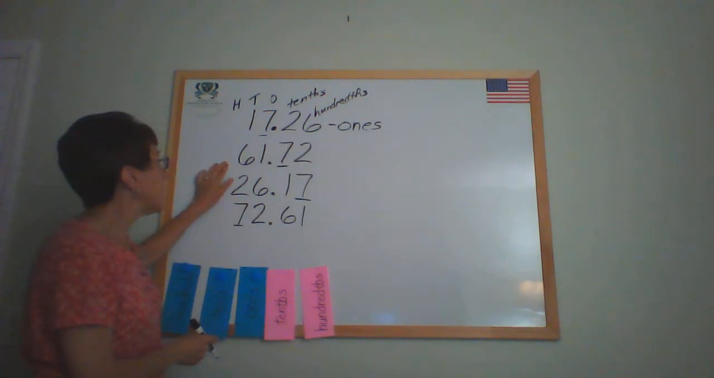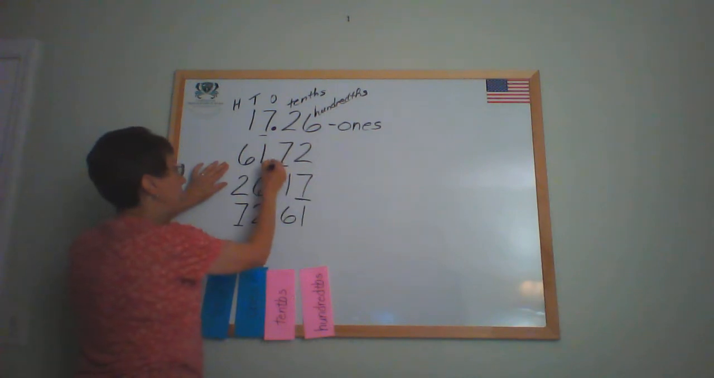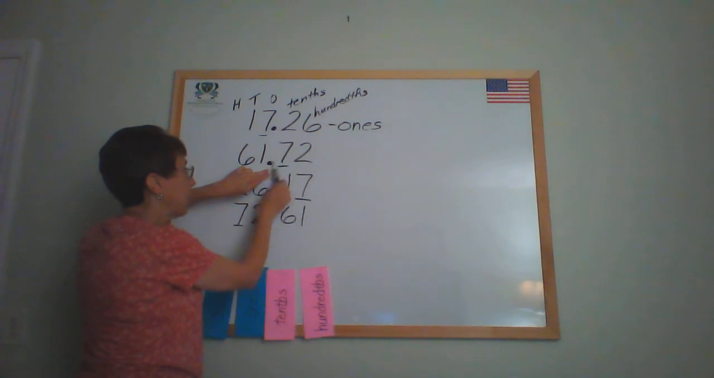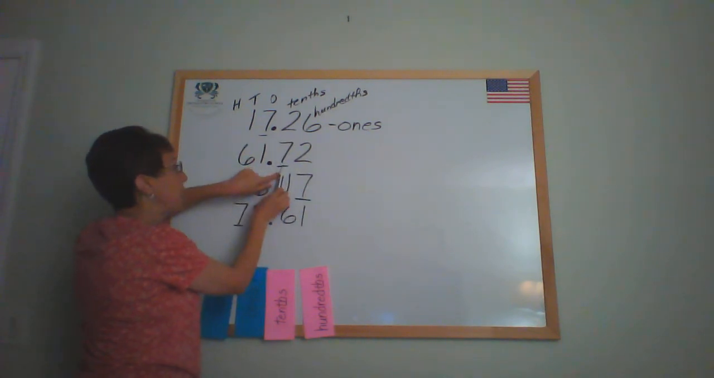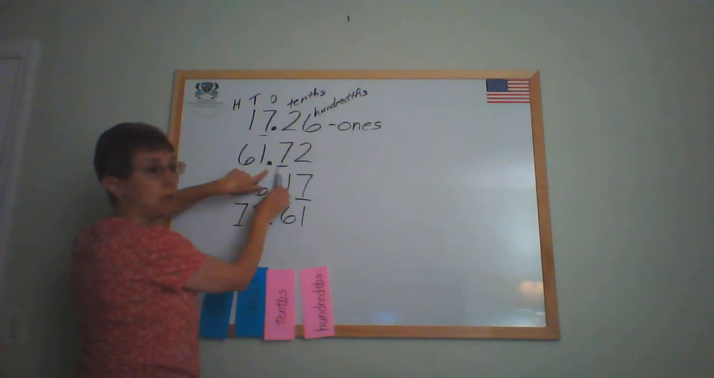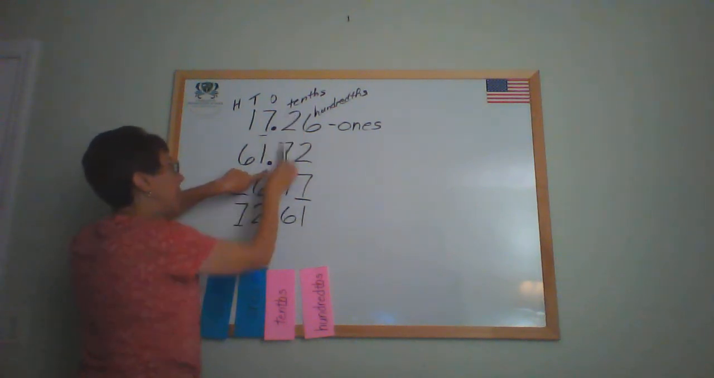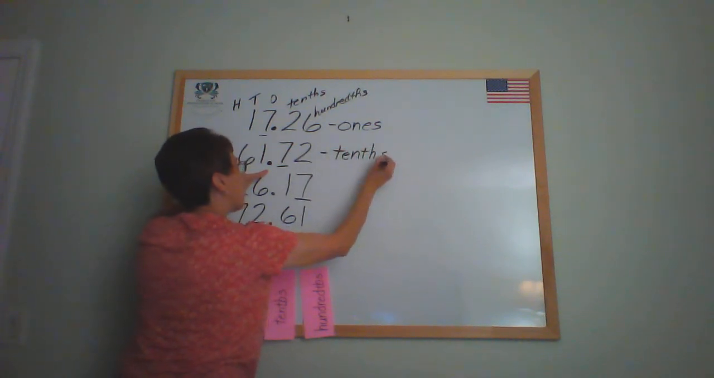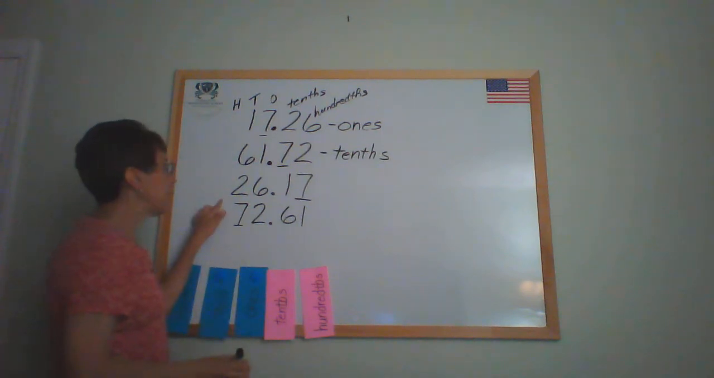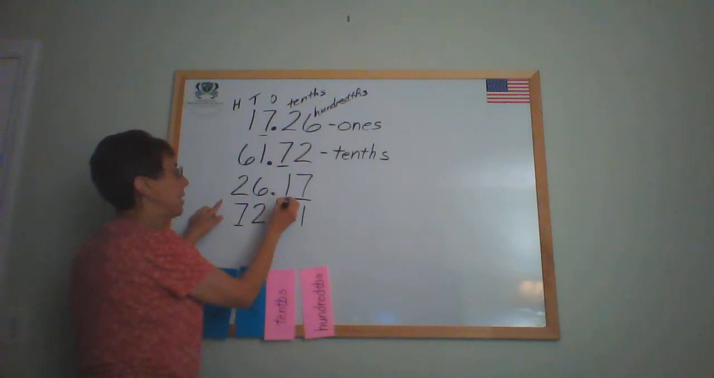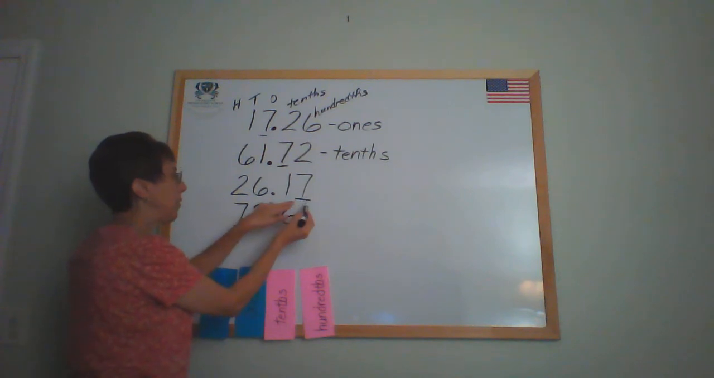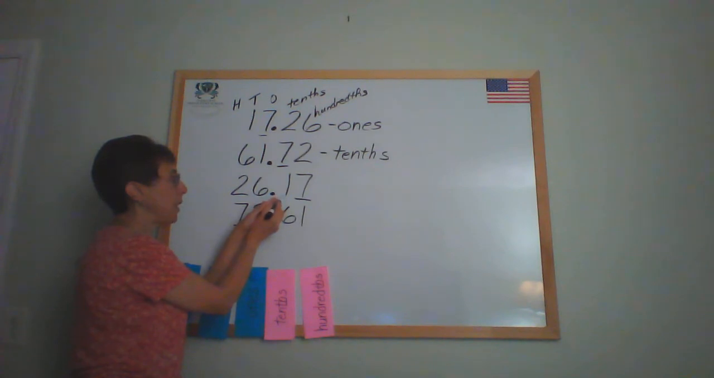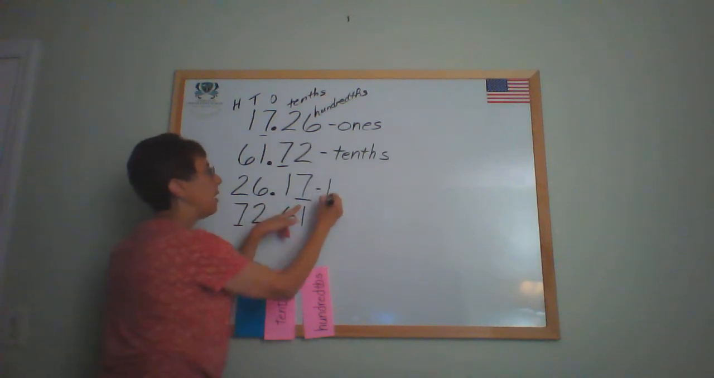In B, it's 61 and 72/100ths. Again, we're looking at the decimal portion here. To the right of the decimal point is your decimals. And so here you have the 7, which is immediately to the right of the decimal point, making it in the tenths place. The next example, 26 and 17/100ths. Again, we're still looking at the 7. Immediately to the right of the decimal point is the tenths place, and the next digit is in the hundredths place.